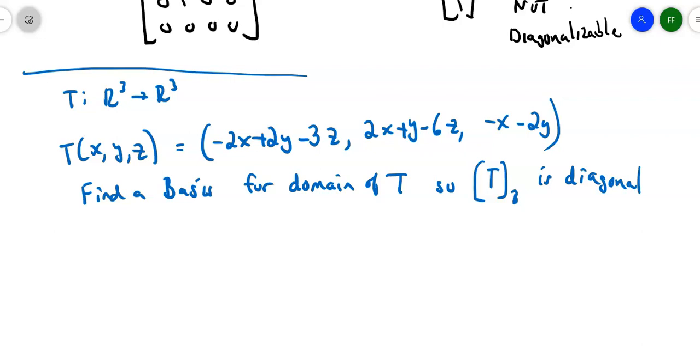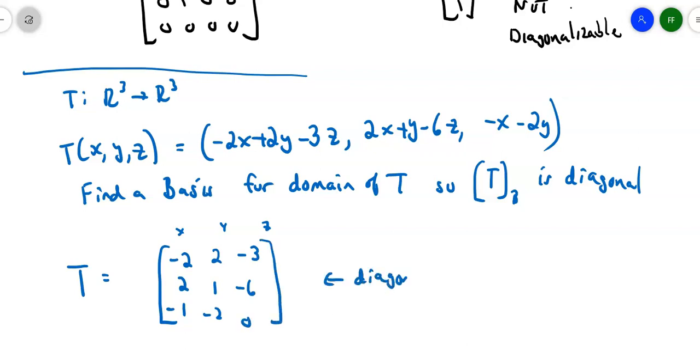So how do I set this up? I need a matrix for the transformation. So 3 by 3, I'll put the x's, the y's, and the z's like that. So now look at the x's. Negative 2 for the first, 2 for the second, negative 1 for the third. Look at your y's. 2 for the first, 1 for the second, negative 2 for the third. Look at your z's. Negative 3, negative 6, 0.